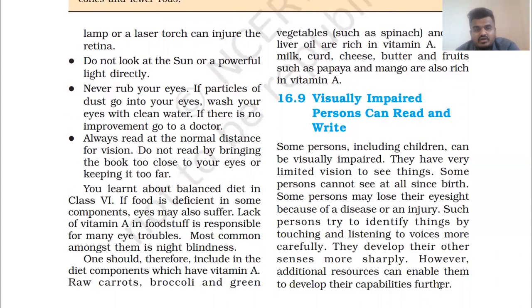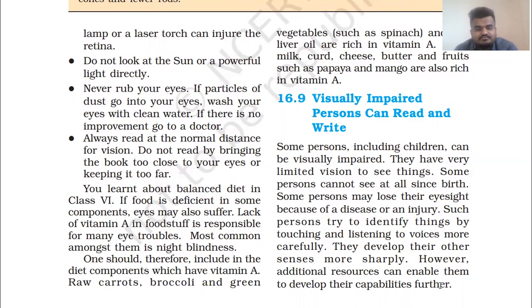Always read at the normal distance for vision. Do not read by bringing the book too close to your eyes or keeping it too far. Just always keep it at a proper distance, because otherwise your eyes have to work hard.